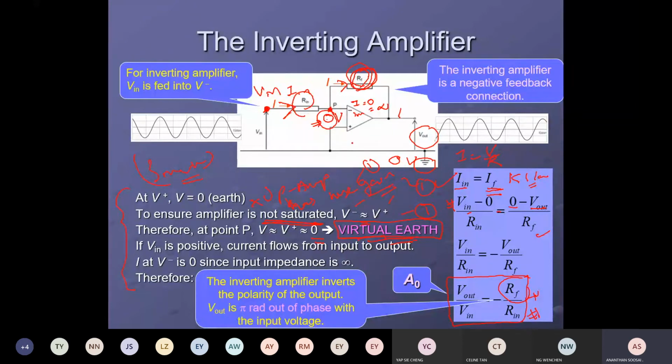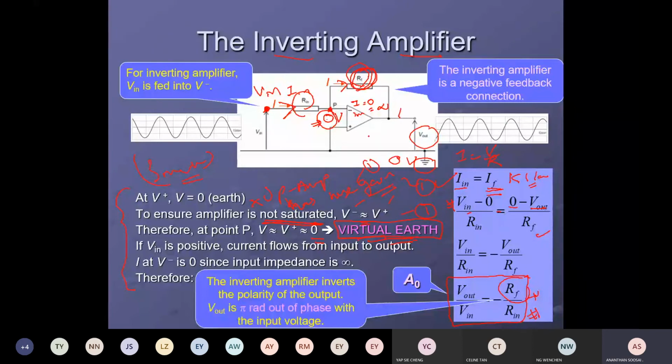So what you need to know from this slide is the inverting amplifier. What is an inverting amplifier? A type of amplifier which has a feedback. Why do you need to have a feedback? To drop the gain, so that the pattern of the input signal can be retained.